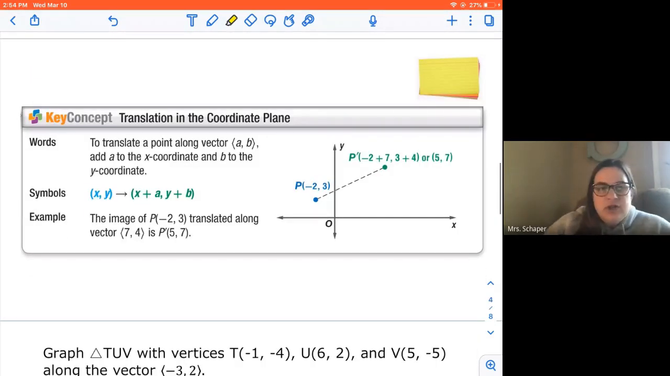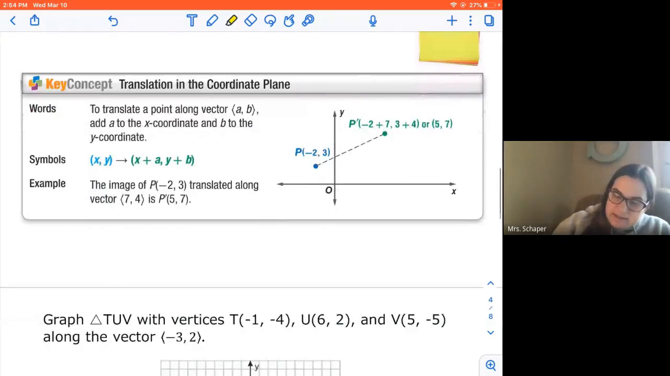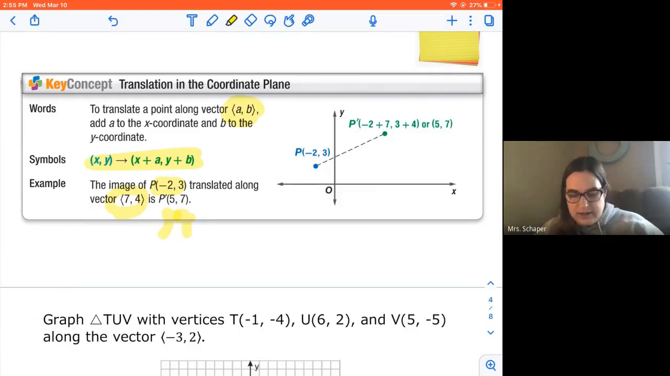So what is a translation in a coordinate plane? Symbolically, we see it written this way. To translate a point along a vector, and notice how we bring back component form here, a, b, you add the a to the x coordinate and the b to the y coordinate. So if the point is (-2, 3) and the vector is (7, 4), then you take -2 plus 7 to get 5, and 3 plus 4 gets you 7, and that's how you find your new point. So we're going to practice that, using vectors to help dictate our translations.